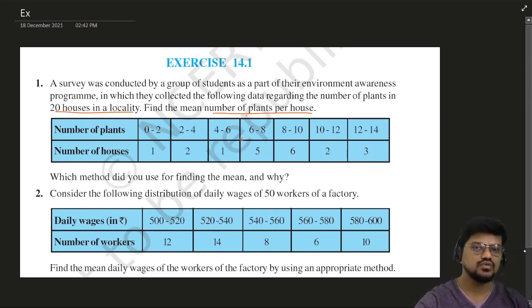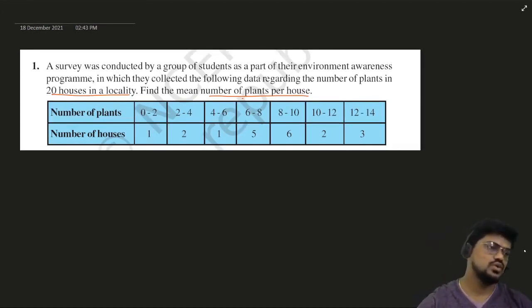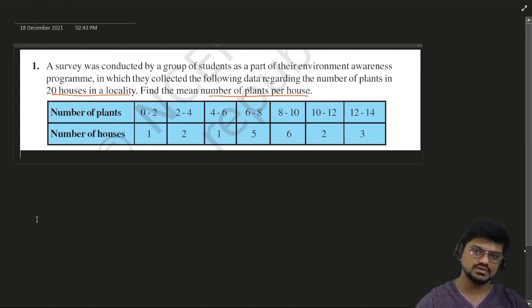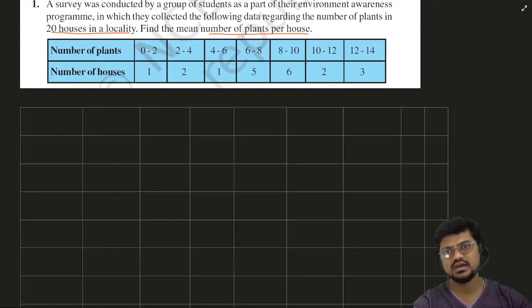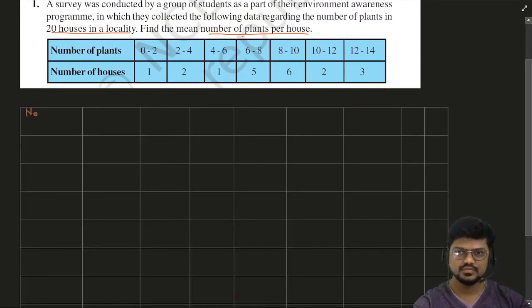Okay, and what you have to find? You have to find the mean number of plants per house. To do this, first of all, we'll have to make a table to solve this. Okay, I'll take a table. Now what data do you have over here? The first is the number of plants they have given. The next is the number of houses they have given.